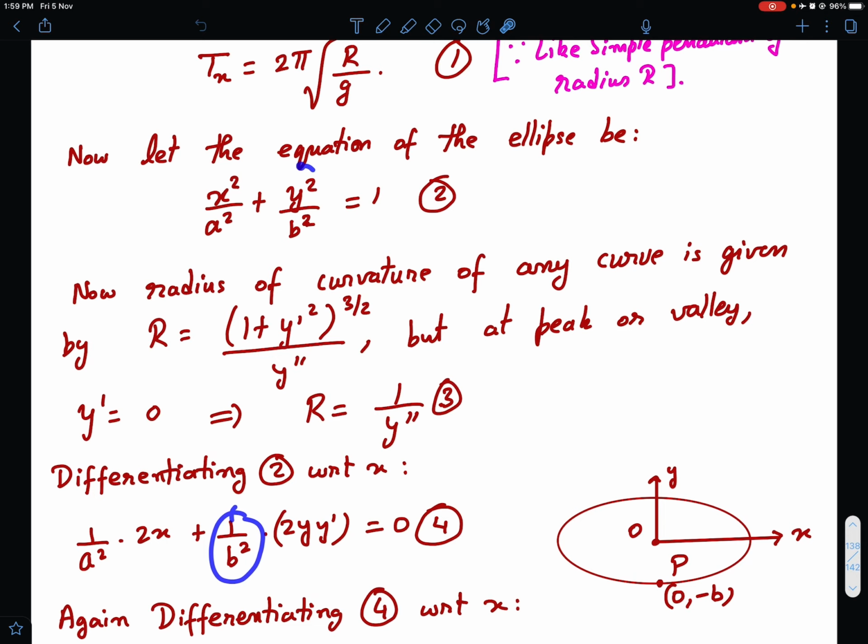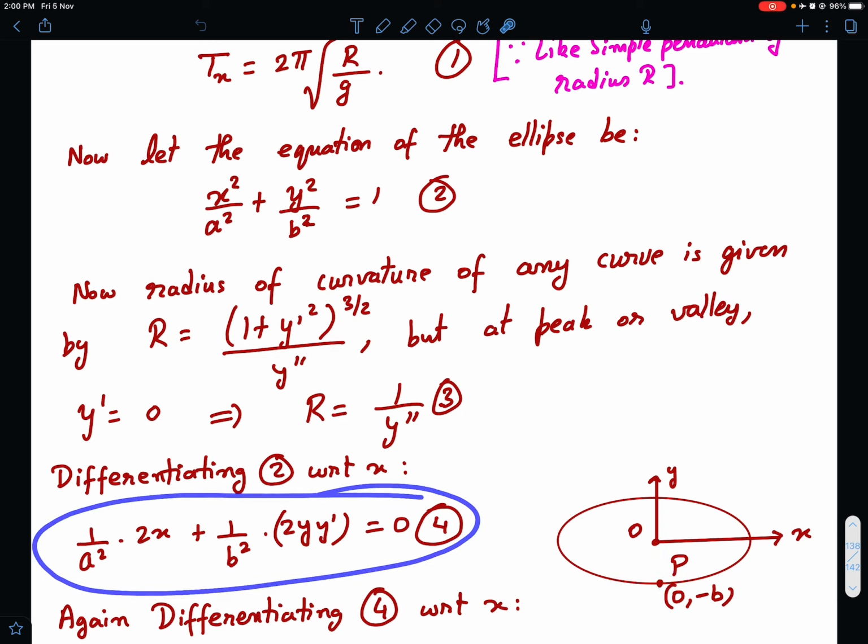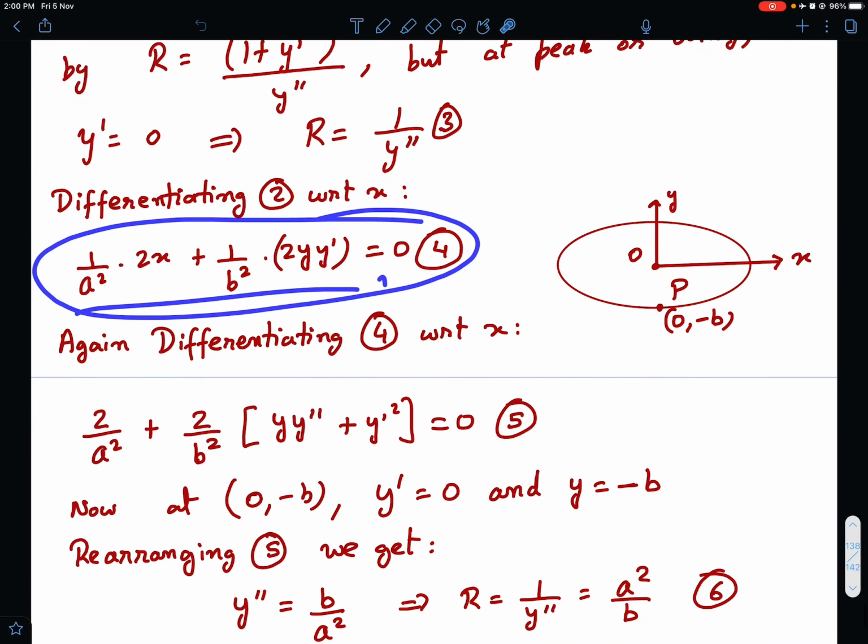So derivative of this is 1 by a square is constant, and x square derivative is 2x, plus 1 by b square, and the derivative of y square is 2y into y dash, right? 2y into dy by dx. We are using the chain rule. So this must be equal to 0, derivative of 1. Okay, and what is this point at which we are wanting the radius of curvature? The coordinates of this point are 0 comma minus b.